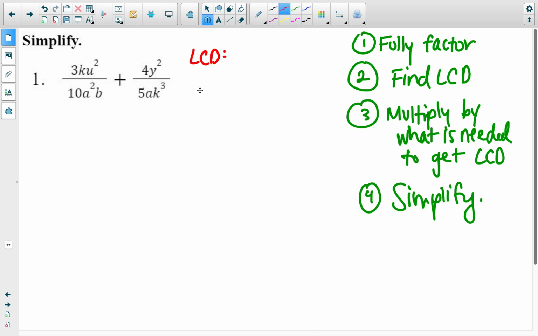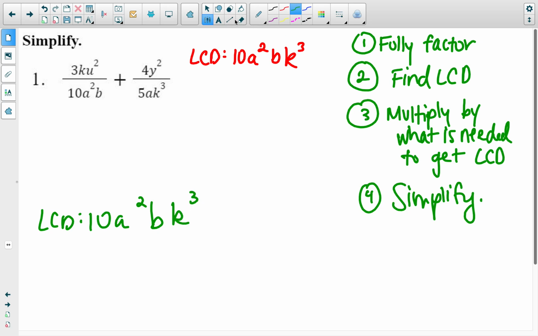Okay, 10 and 5 have a least common multiple of 10. A squared is here, a is here, so we want a with the highest exponent. Here we have a b, and then there's no b in the other denominator, so we still need that b represented. And then there's no k in this left denominator, but there is in the right one, so we've got to include it with the exponent there, okay? I wrote this in a poor spot, didn't I? Let me write that again down here. LCD is 10a squared bk to the third.